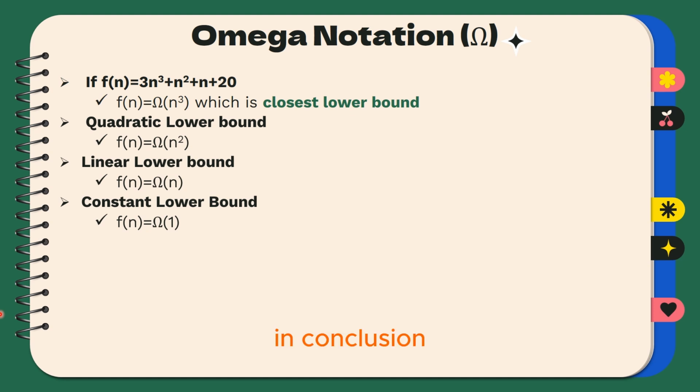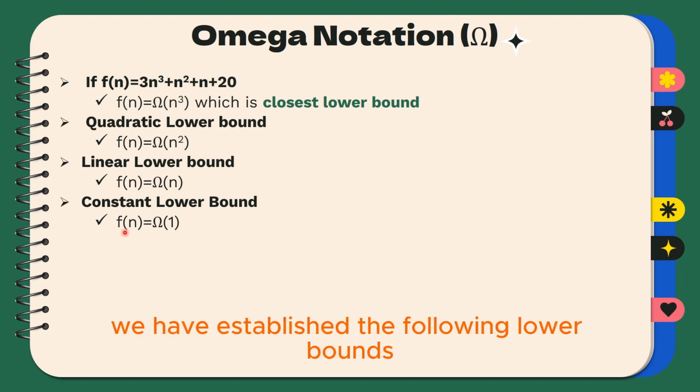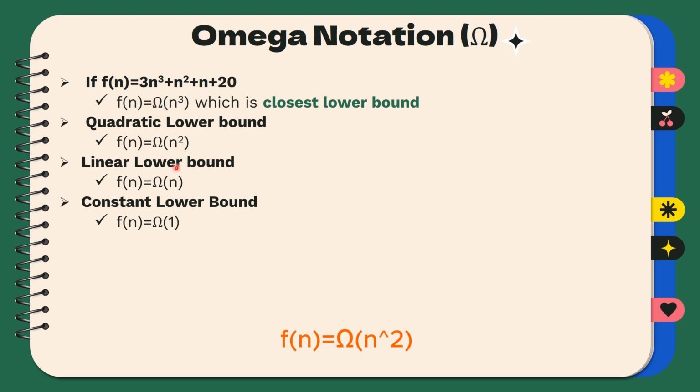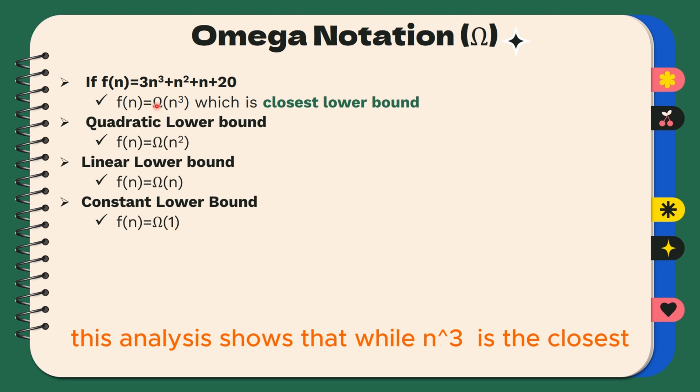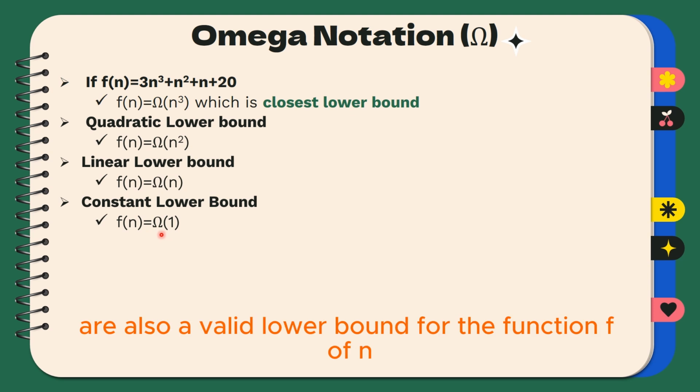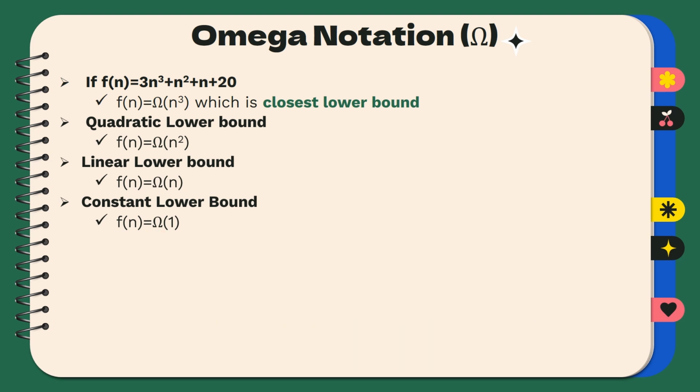In conclusion, we have established the following lower bounds for the function: f of n equal to big omega of n cubed, f of n equal to big omega of n squared, f of n equal to big omega of n, and f of n equal to big omega of constant time. This analysis shows that while n cubed is the closest lower bound, n squared, n, and a constant are also valid lower bounds for the function f of n.